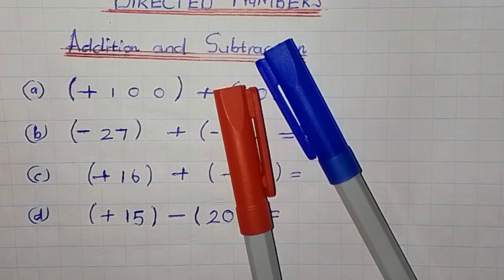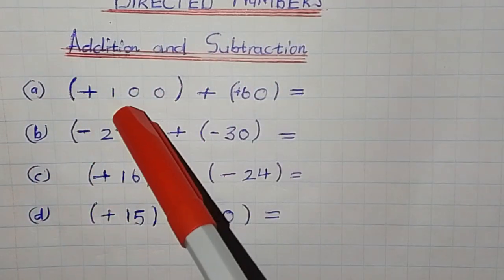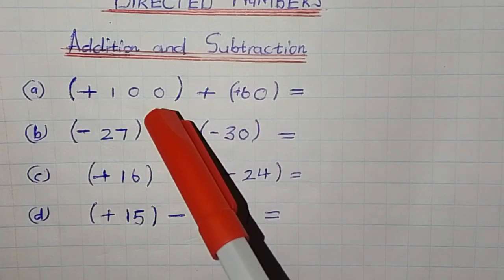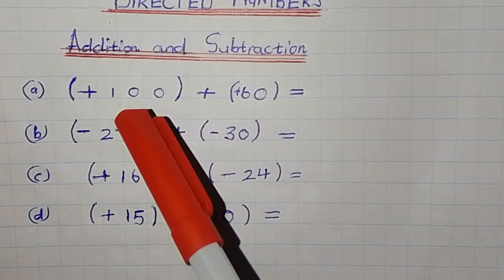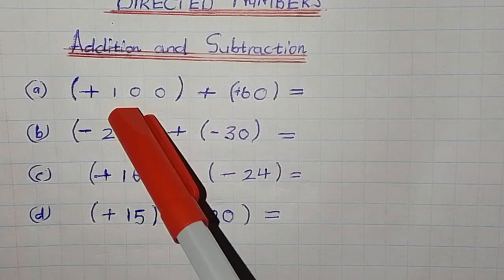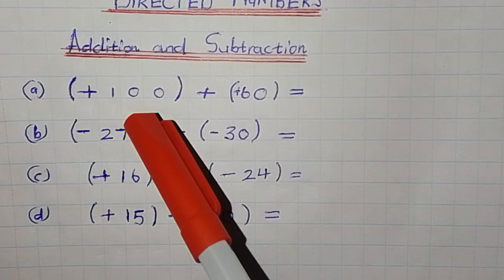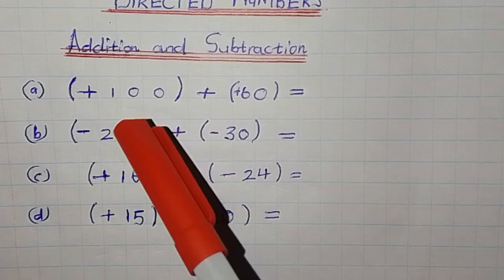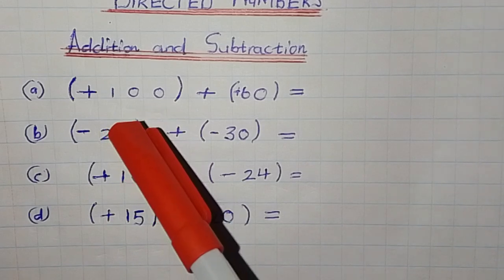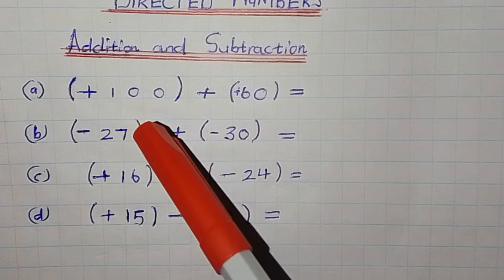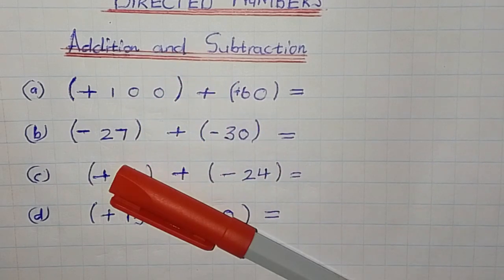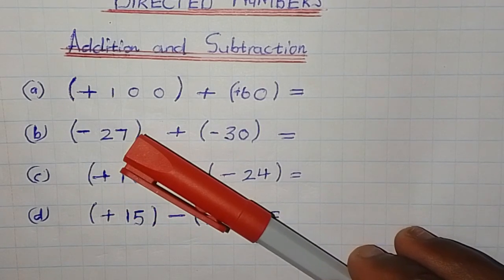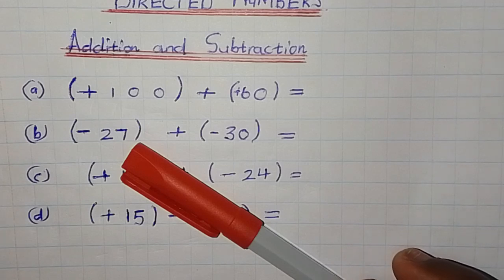For example, let's look at part A. We have positive 100 and we have 60. Drawing a number line that includes these large numbers can be done, but it's very unrealistic. It's very time wasting and boring. So today we are going to look at another method that can be used to solve these problems without the use of a number line.